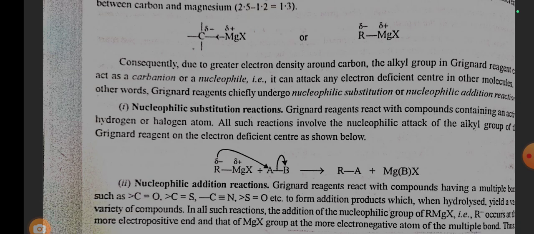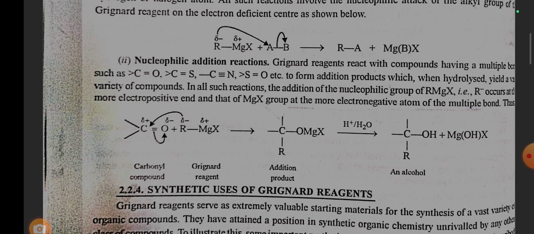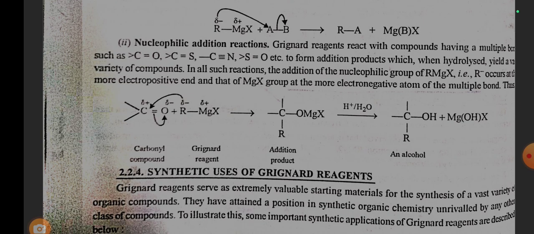All such reactions involve the nucleophilic attack of the alkyl group of the Grignard reagent on the electron deficient center as shown below. 2. Nucleophilic addition reactions. Grignard reagents react with compounds having multiple bonds such as the carbonyl group, etc., to form addition products which when hydrolyzed yield a variety of compounds. In all such reactions, the addition of the nucleophilic group of RMgX, that is R−, occurs at the more electropositive end, and that of the MgX group at the more electronegative atom of the multiple bond.